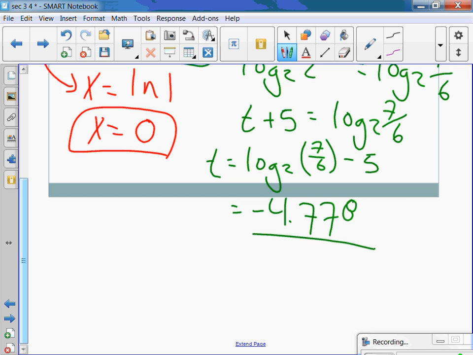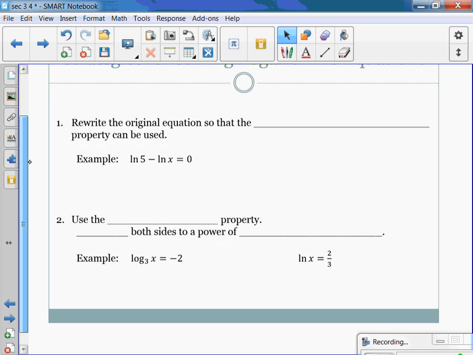So now solving those exponentials. Solving a logarithmic equation is pretty much the same thing using our one-to-one or inverse properties. You write it so that it is set up to use the one-to-one property, getting the same logarithm, right? Same base. So a really difficult one like this one, natural log of 5 minus natural log of x equals 0. What do I need to do to set it up for using my one-to-one property? Add natural log of x.